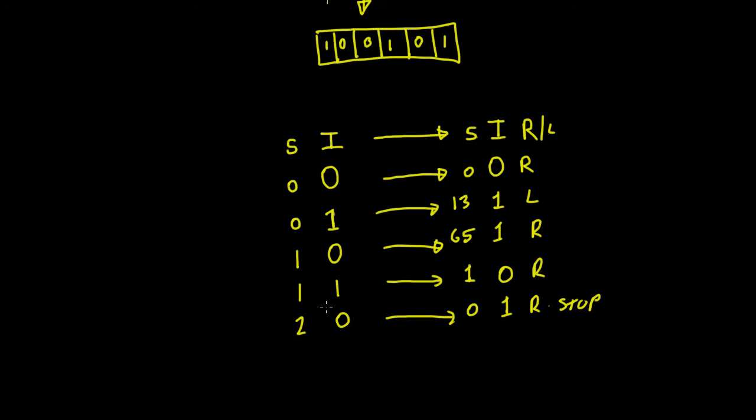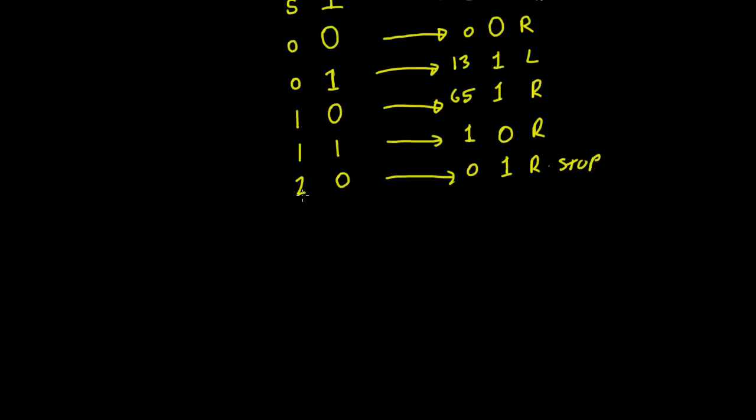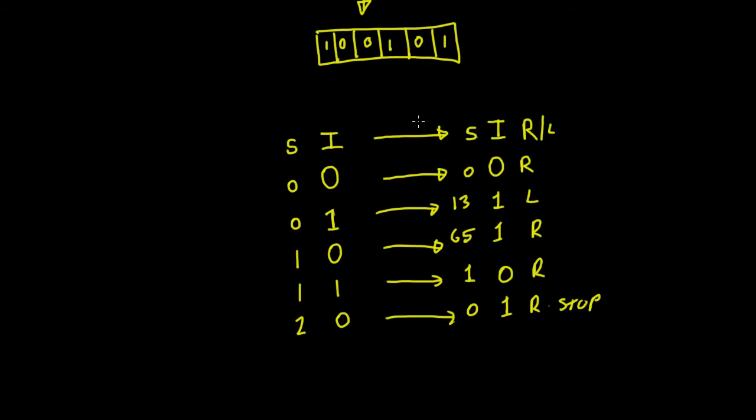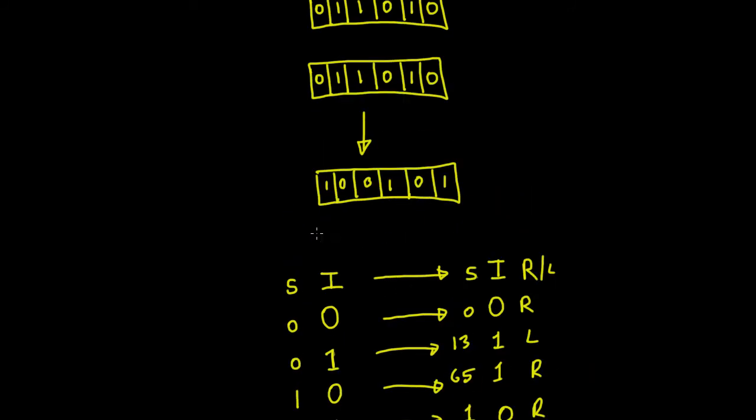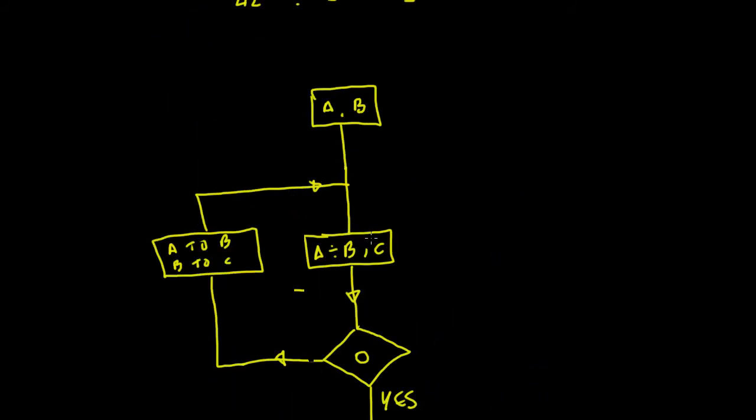If we're in state 2 and the input was a 0, then we would go into state 0 and the input would change to a 1, we'd move one step to the right and then stop. So this is our algorithm, and it's working on these inputs. The contention is that this here is an algorithm in the same sense that this here is an algorithm.